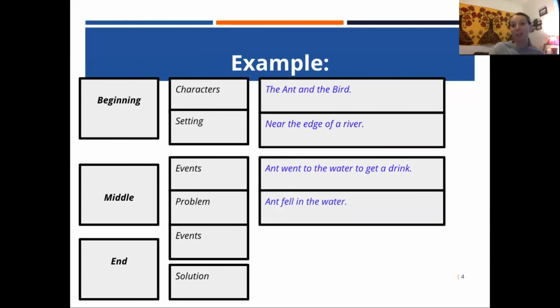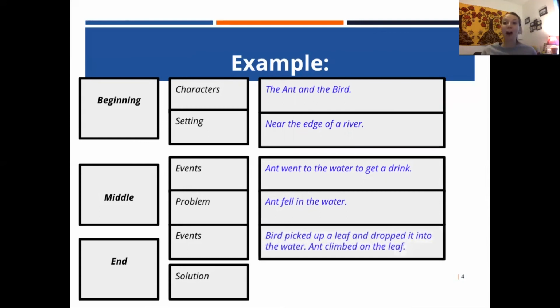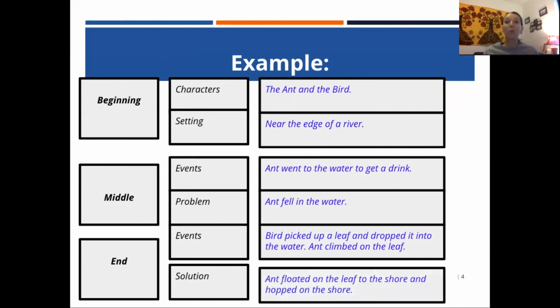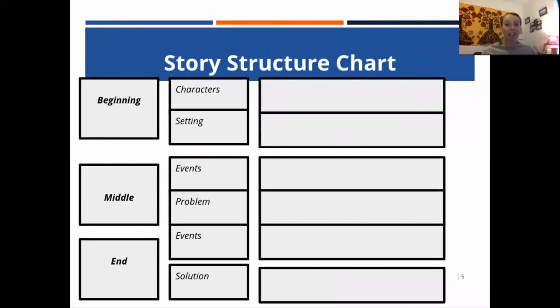Then in the middle of the story, we have some more events talking about how the bird will help the ant, leading to the end of the story, the solution with how the ant gets to land. You can fill out a chart like this for the story structure of the short stories that you read.